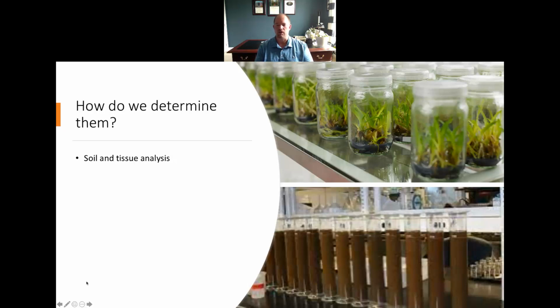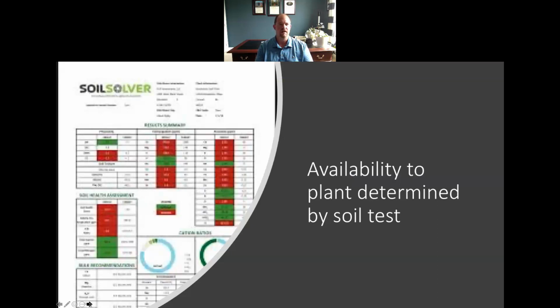So how do we determine what grass needs? Well, basically, this is done through both soil and tissue analysis. Plant availability is determined by soil testing. What the plant actually takes up, what the plant's actually using, or what percentage of a nutrient is necessary for a plant to be considered healthy, we typically rely on tissue analysis, figuring out the percentage of these various nutrients in the plant tissue itself.